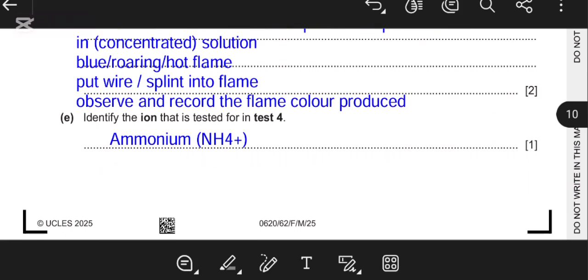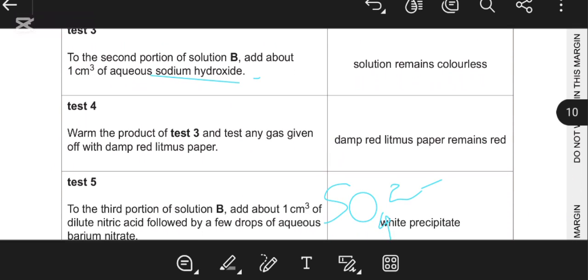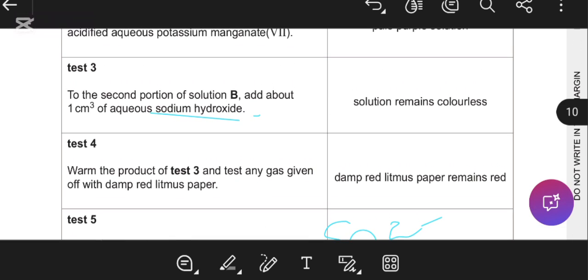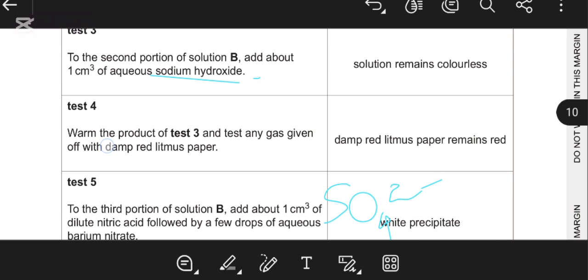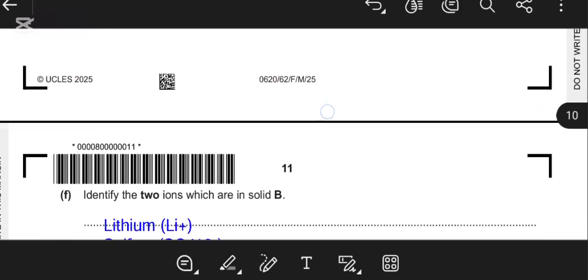Now, identify the ion that is tested for in test 4. We saw it over here that they were checking if any gas was given off when we added sodium hydroxide, and then they warmed it. Warmed is the main thing. When you go back to the table, you will see that is for ammonia.